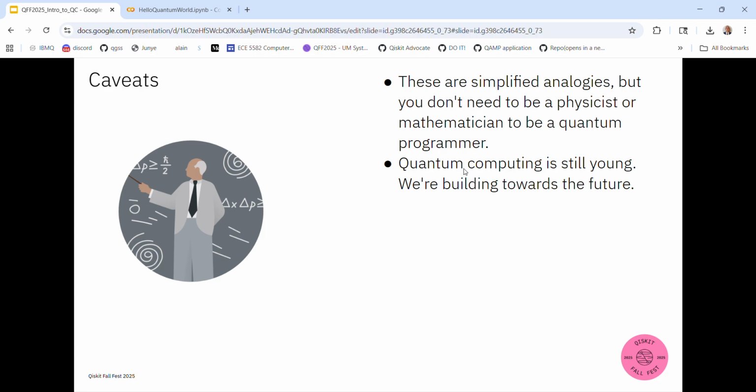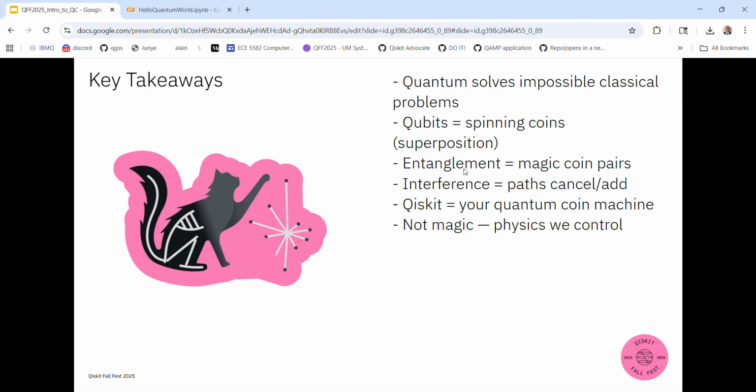We are learning what kind of problems we can solve with quantum computing, and I'm pretty excited about where it's going to go. Some key takeaways is that quantum computers are being designed to solve impossible problems for classical computers. The key principles for quantum computing are superposition, entanglement, and interference. And Qiskit is the programming library from IBM that relates these abstract quantum circuits that we've talked about to the actual quantum computers.